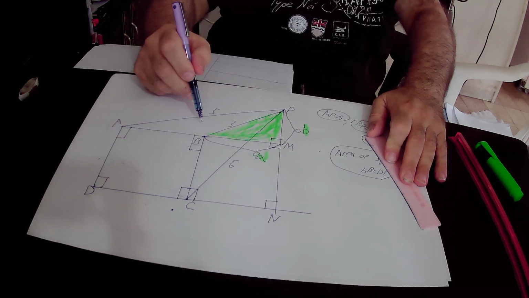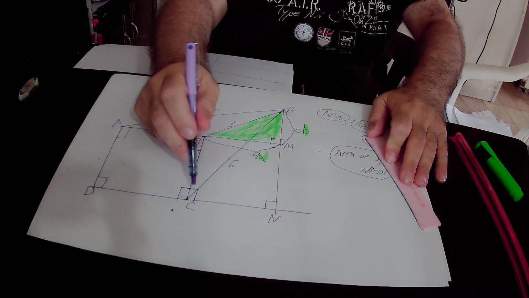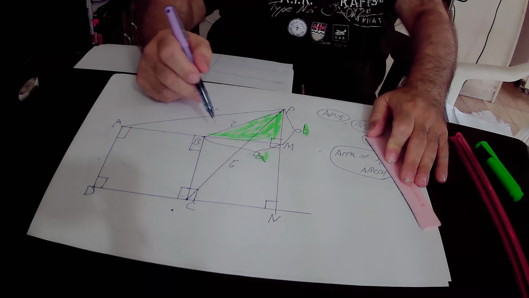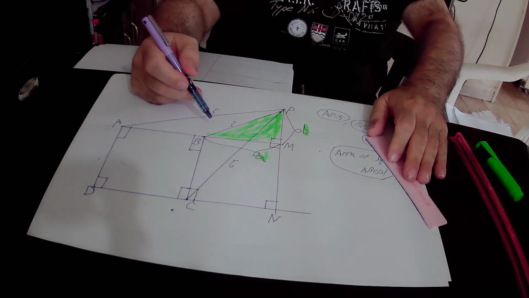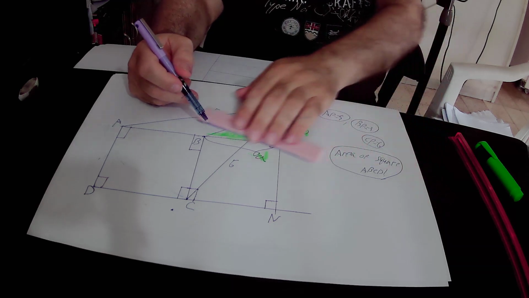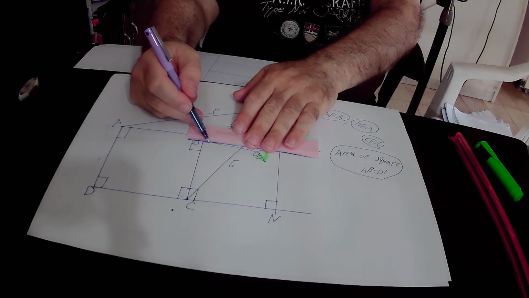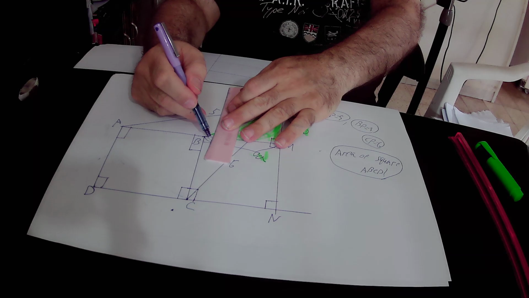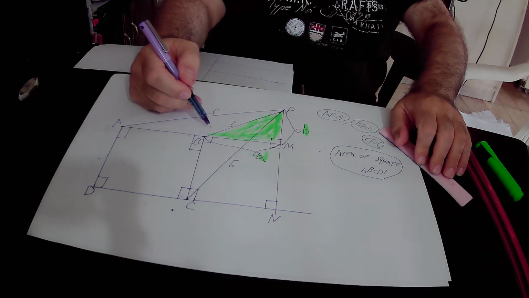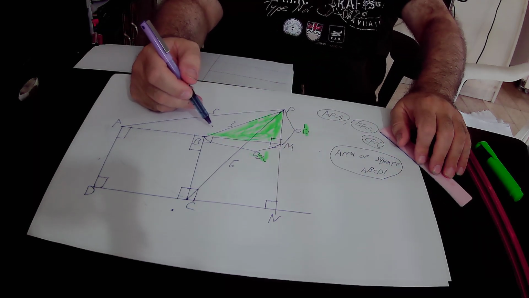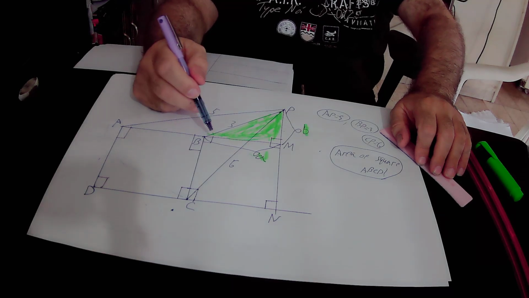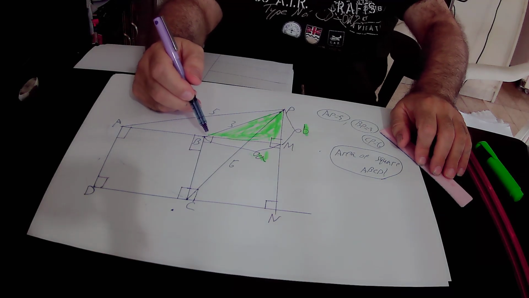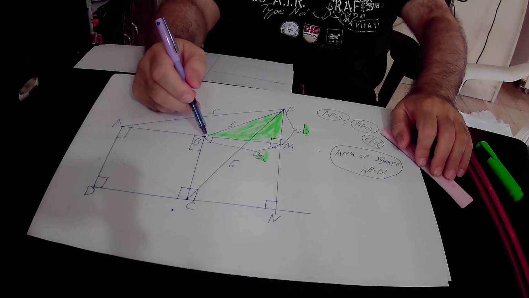So inside quadrilateral BMCN we have 1, 2, 3 right angles. The sum of 3 right angles is 270 degrees. Therefore the fourth angle must also be equal to 90 degrees according to the rule that the sum of the angles in any quadrilateral is equal to 360 degrees. So in order to complete the sum of the angles in this quadrilateral to 360 degrees, this angle must be equal to 90 degrees.